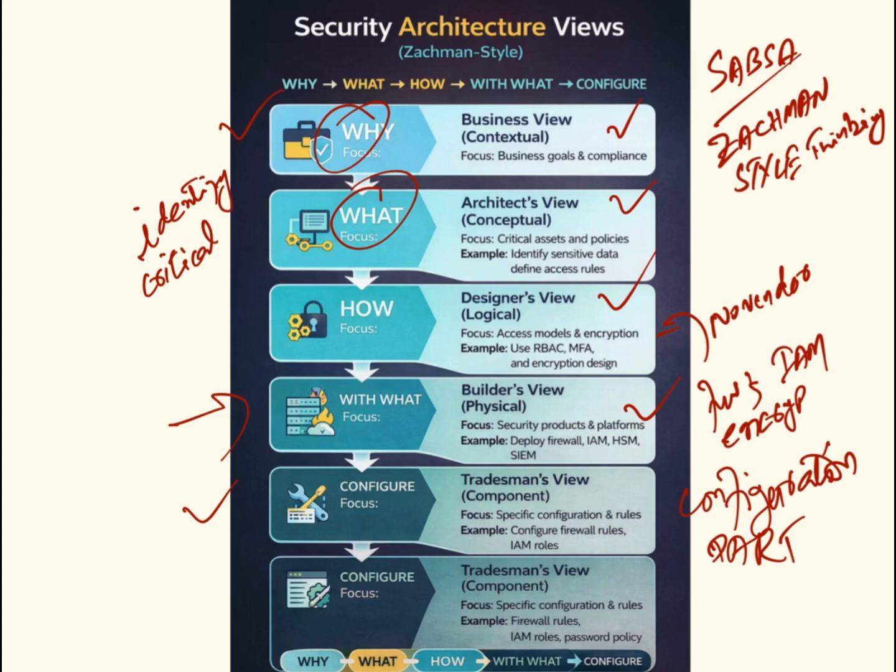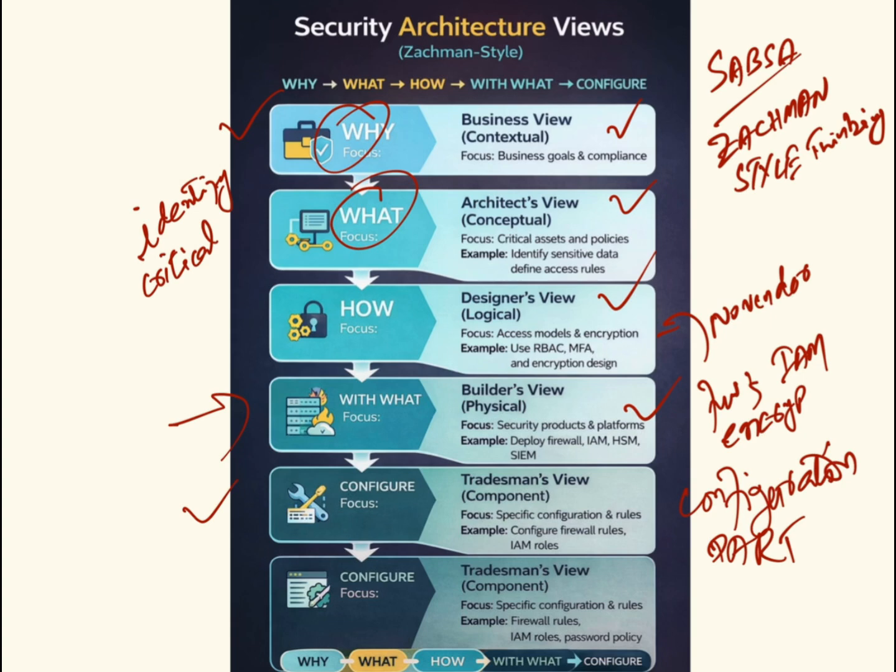So we need to keep in mind all these layers: business, contextual, architect view, conceptual, design, logical, technology, physical, and configuration components. So business goals, security controls. If we see a question related to this topic in the CISSP exam and they talk about business goals, security controls, it is always SABSA. And if they talk about multiple stakeholder views, it's Zachman. And compliance and risk traceability is SABSA.